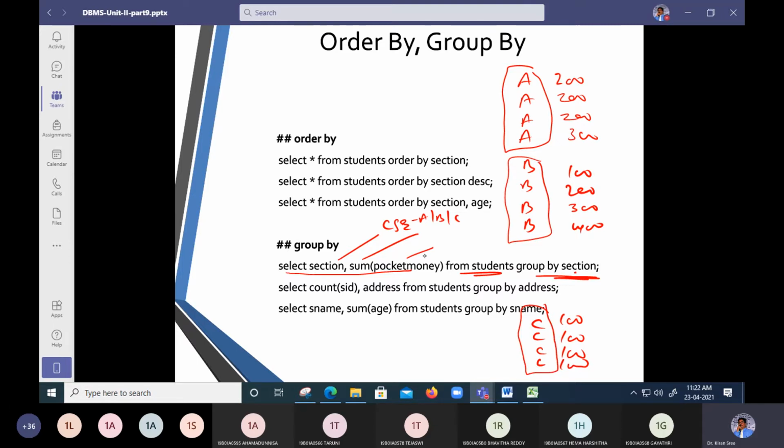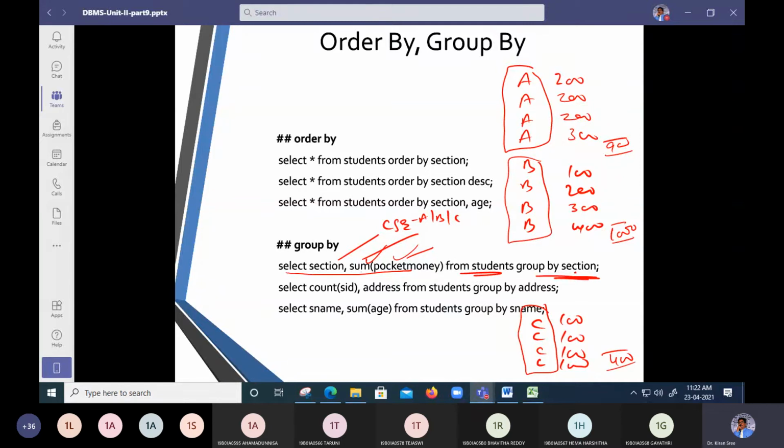Condition number 2. After that, we have to make a sum of pocket money. That is, the sum was 6 plus 3 is 9. Then the sum was 4 plus 7 is 3 is 7 plus 3 is 1000. Next it is 400. In this way I want the answer.